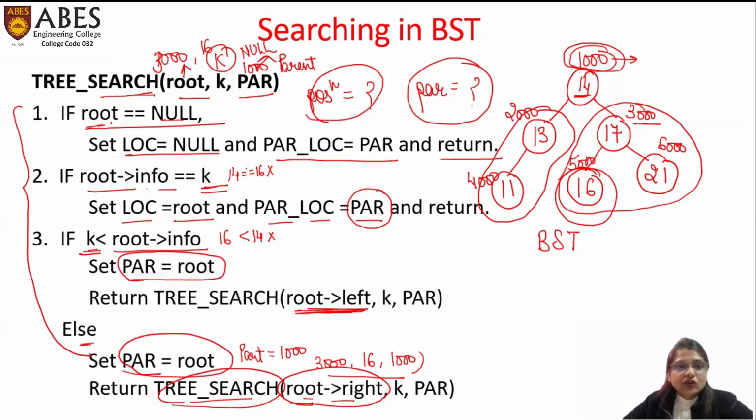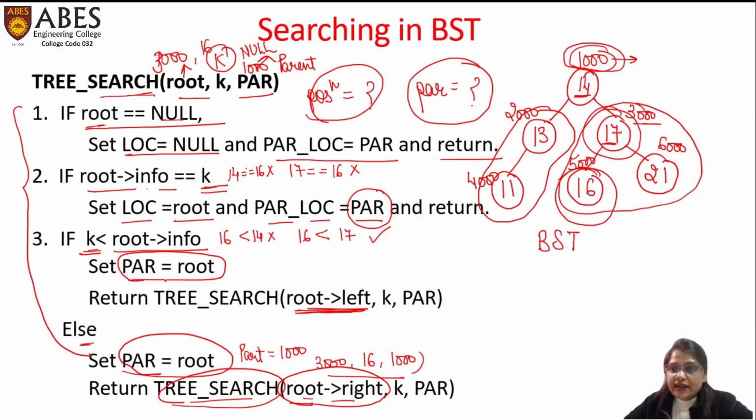Then, root is equal to null? No. Root is now 3000, so we look at this node. Root info, which is 17, is equal to 16? No. Then k, which is 16, is less than root info, which is 17? Yes, the condition will be true.